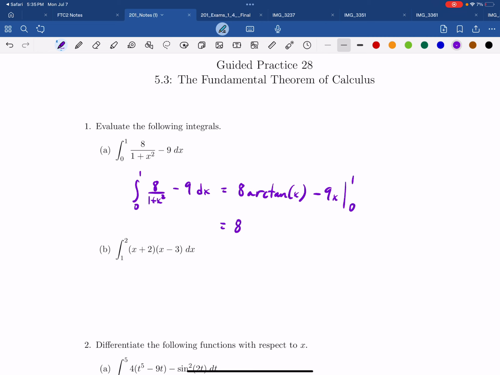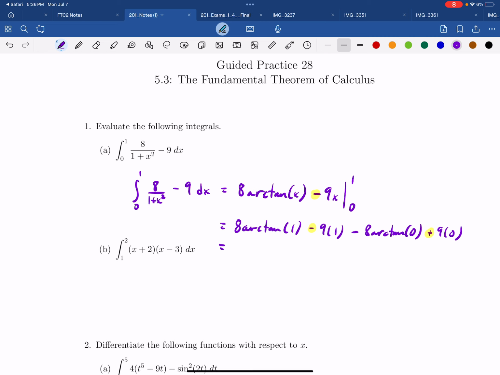Anyway, we're going to get 8 arctan of 1 minus 9 times 1 minus 8 arctan of 0 plus 9 times 0, right? We're switching the signs. So please make sure that you switch the signs.